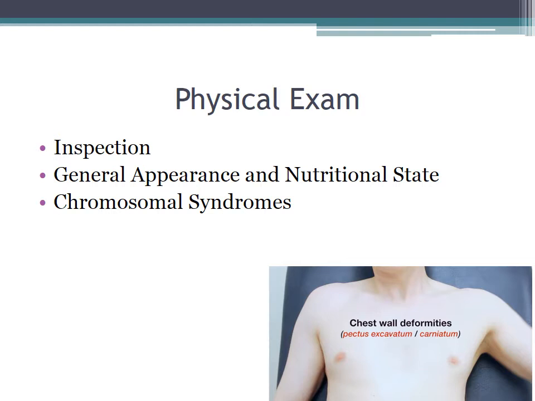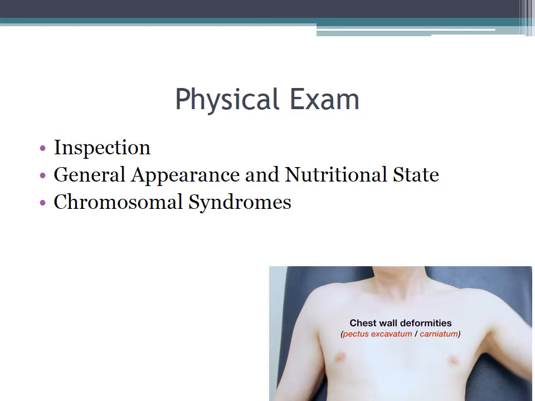General appearance and nutritional state, you want to note whether the child is in distress, are they well-nourished or undernourished, happy, cranky. Obesity should also be noted. Besides this being associated with other cardiovascular risk factors like dyslipidemia, hypertension, and hyperinsulinemia, obesity is also an independent risk factor for coronary artery disease.